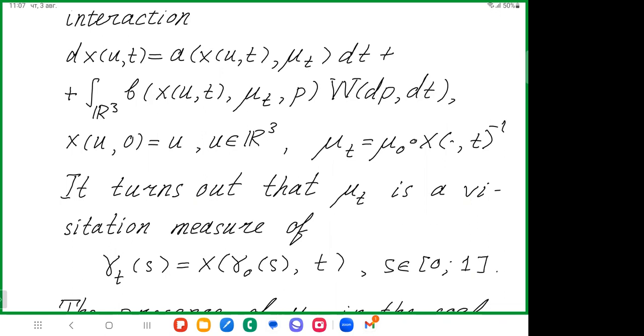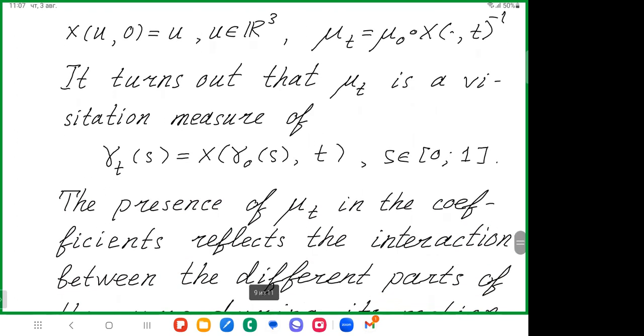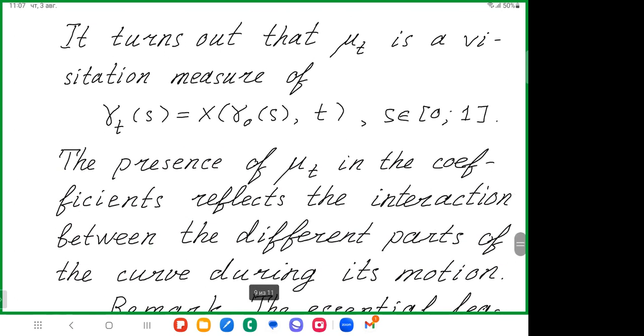Exactly the same can be done if we consider, instead of the curve, a surface which is parameterized by two parameters. We can move it in our space R3, or more generally, we consider some manifold in multidimensional space. Again, we can define its visitation measure and produce the same picture. Let me emphasize again that the presence of mu t in the coefficients reflects the interaction between the different parts of the curve during its motion.